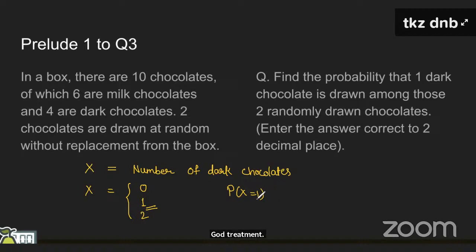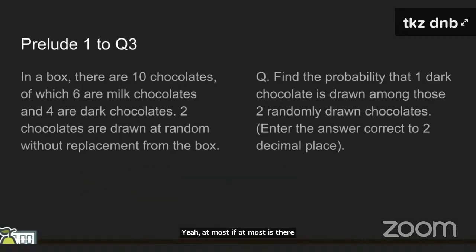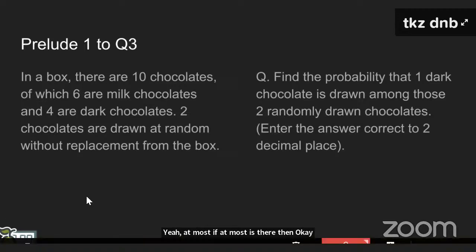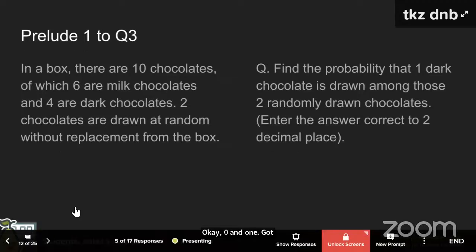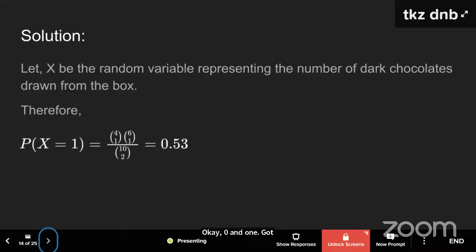This is not an at least one kind of question. When they say at least one dark chocolate is there, then you have to calculate the probability of X equal to 1 plus the probability of X equal to 2. At most, if at most is there, then 0 and 1. Got it, fine. Okay. Any other doubt?